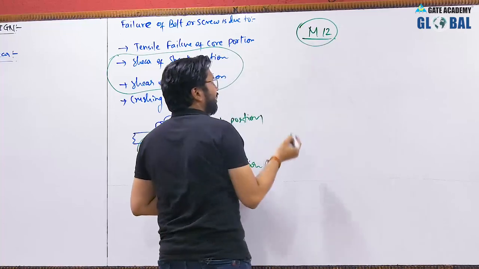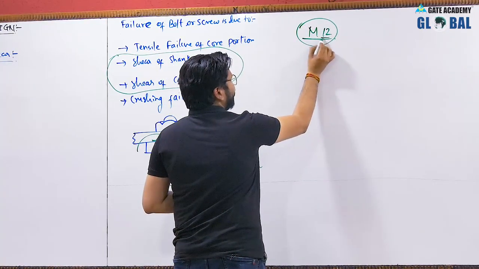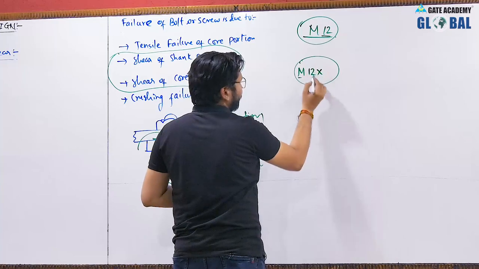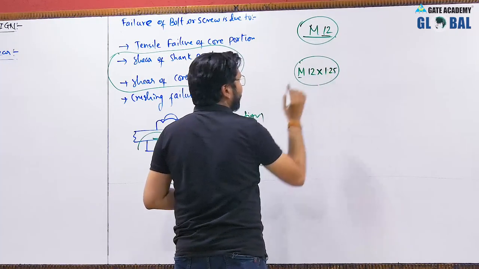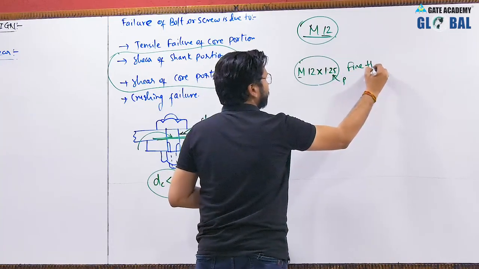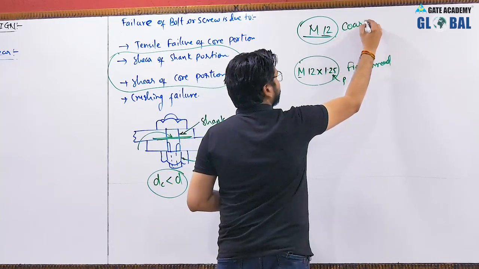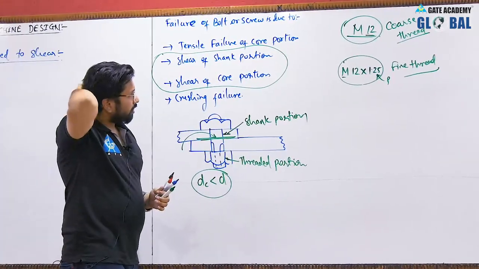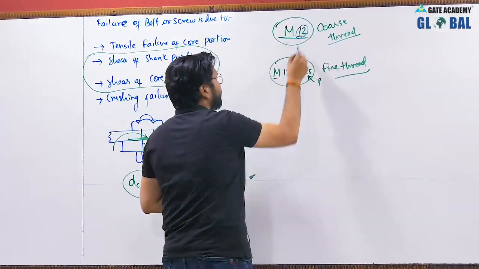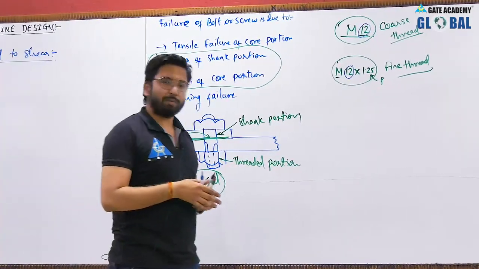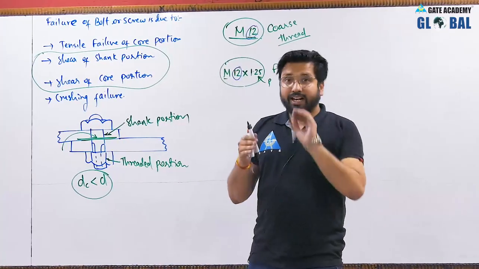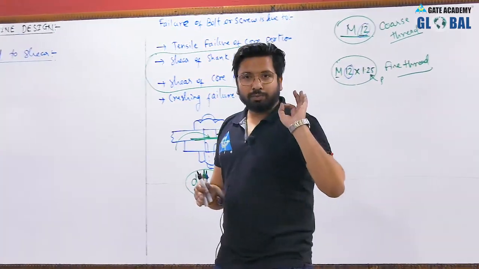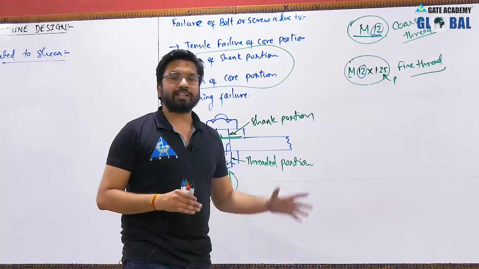This is the coarse thread, where a numeric value is followed by an alphabet, or a fine thread, where a numeric value is followed by an alphabet, and after this numeric value we have a multiply sign and a certain numeric value which represents the pitch. This is the fine thread, and this is the coarse thread. In any of the threads, we know that this numeric value represents the major diameter, that is the nominal diameter. So, in the GATE examination, unless it is mentioned properly that the core diameter is this much mm, you must calculate the stresses based on the nominal diameter.